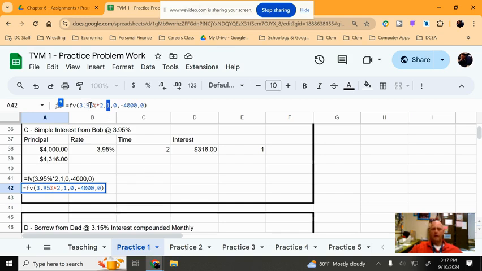Well, how do we make the 1 year's worth of interest be different because we can only do the math one time? Well, because this is more than 1 year, we're going to multiply 3.95% interest by the whole number 2. That takes my rate and adjusts it for my time. Why? Because we're only doing this math one time. 0 on the payment, 0 on the type, negative 4,000. Same $4,316.